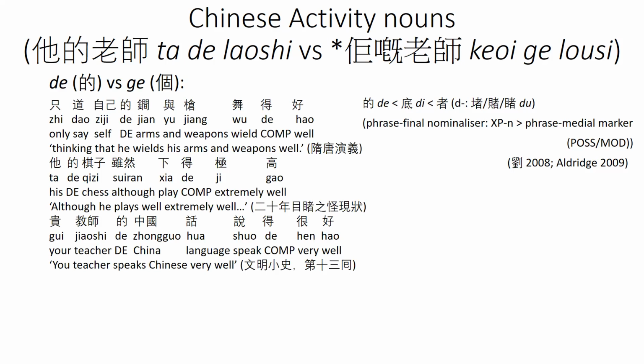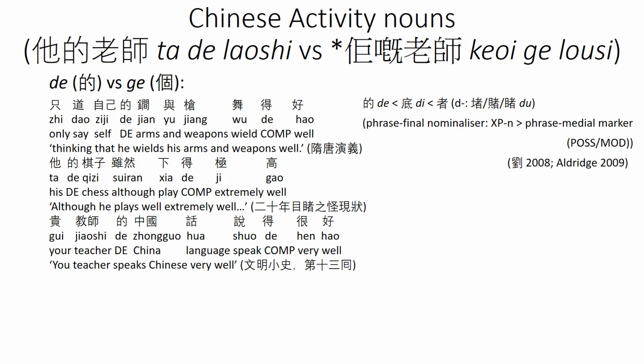In this type of analysis, the historical examples of de seem to be quite wide ranging, and de can select a wide range of nouns that do not necessarily need to be referential or even concrete. It can select some abstract nouns. So, for example, in these three historical examples, de selects nouns that could be analyzed as abstract rather than concrete. For example, the first one: 知道自己的肩和枪舞得好，自己的肩与枪舞得好. These two nouns, 肩与枪, could be concrete, and they denote concrete arms and weapons that are being wielded. But they could also denote a more abstract meaning of skill. So he wields his arms and weapons well.